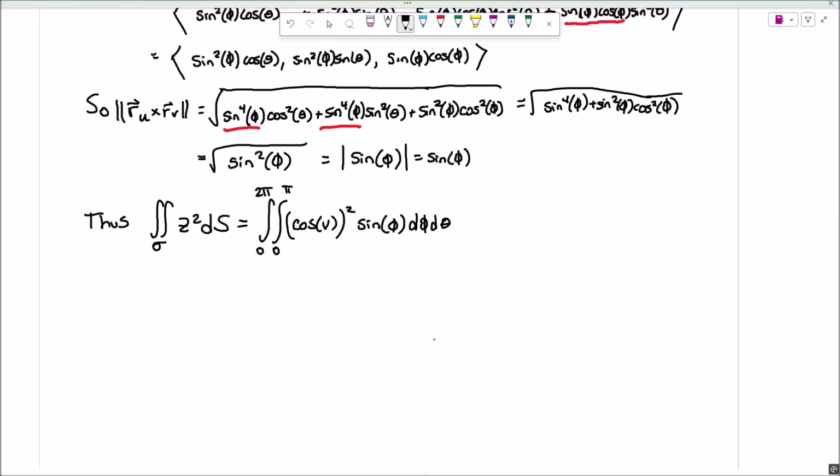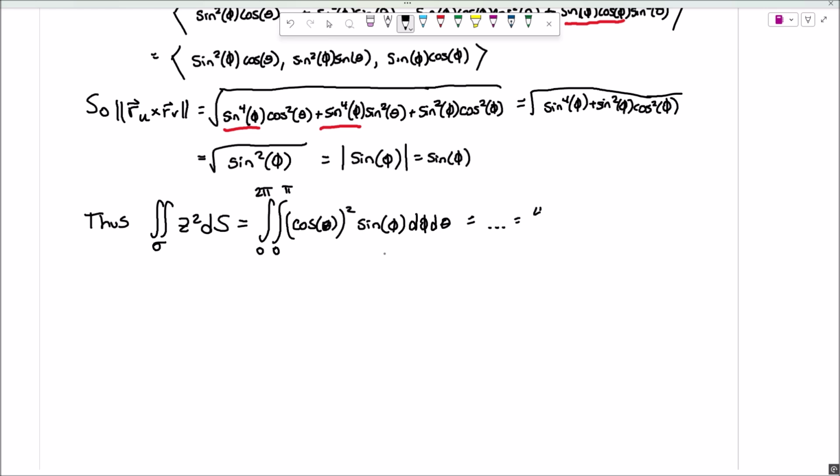Now again, this is a fairly simple integral to... Sorry, I just realized here this should be cosine of theta. I don't know why I wrote cosine of v. My apologies. But overall, this integral here should be really easy to evaluate because it's just a simple double integral. I'm not going to go through it here. I think it does require a u sub. Full details are in the notes in Blackboard.